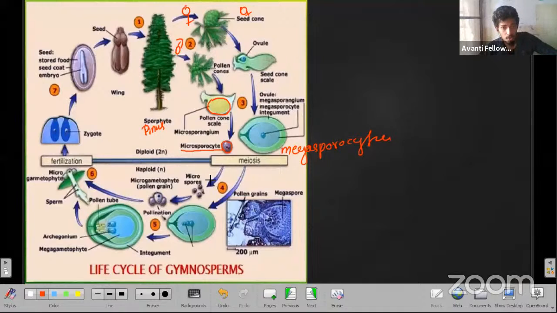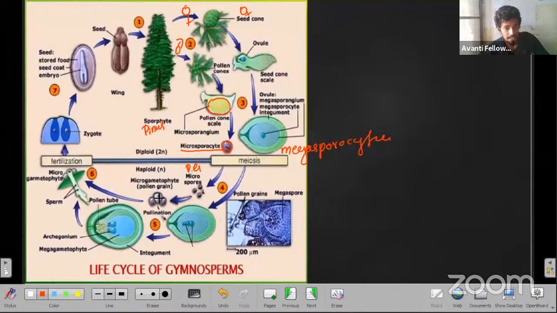This microsporocyte will give microspores or pollen grains. I will write it like PG. And the megasporocyte will give rise to a different kind of cell, or you can call it the megaspores, right? Megaspores. So here you can observe the megaspores with the integuments on the outside. So then what happens?